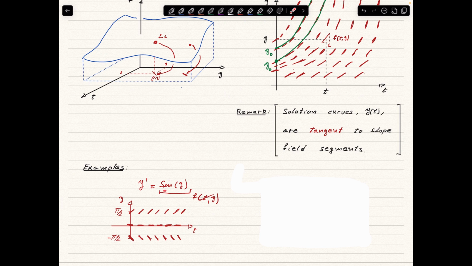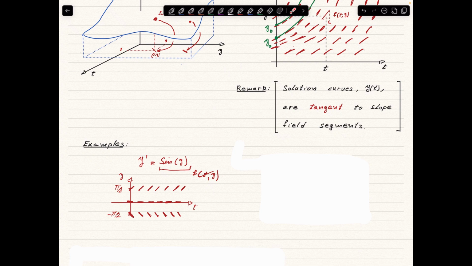And we know that the sine of 0 is 0, so here at 0 the slope has to be horizontal. We know that the sine of pi over 2 is 1, so here all the slopes have to be 1 at pi over 2. We know that at negative pi over 2 the slope is negative 1, so there it's negative 1, and in between it has the values in between, but we need a computer to do it. But this is how a slope field for this equation would look.